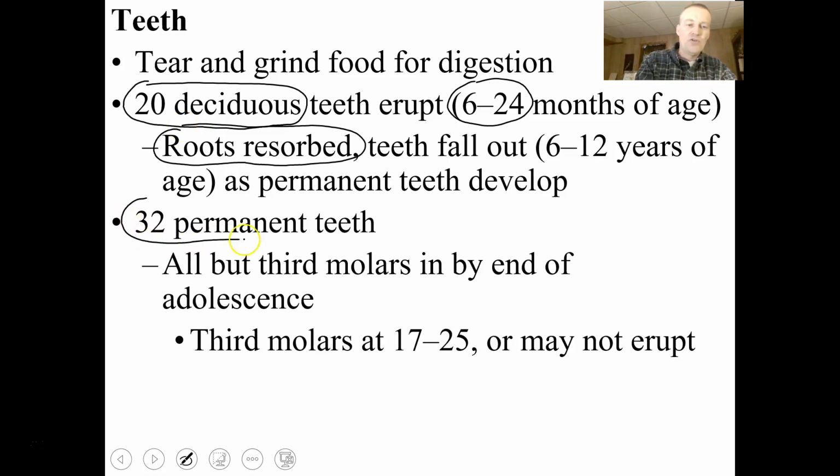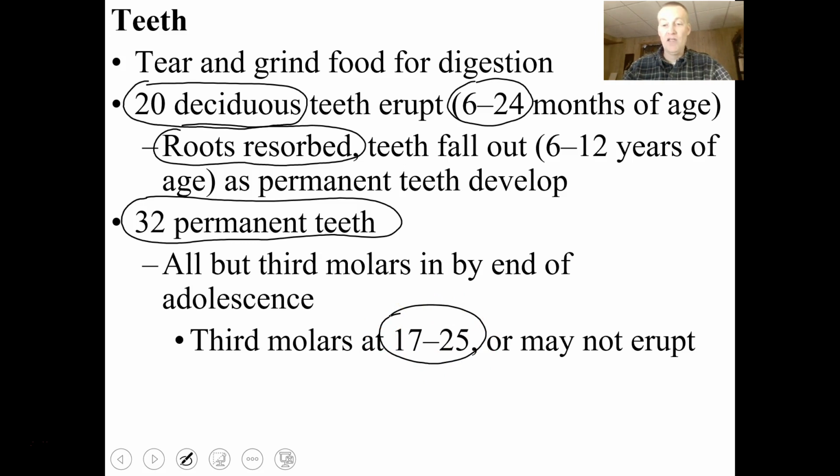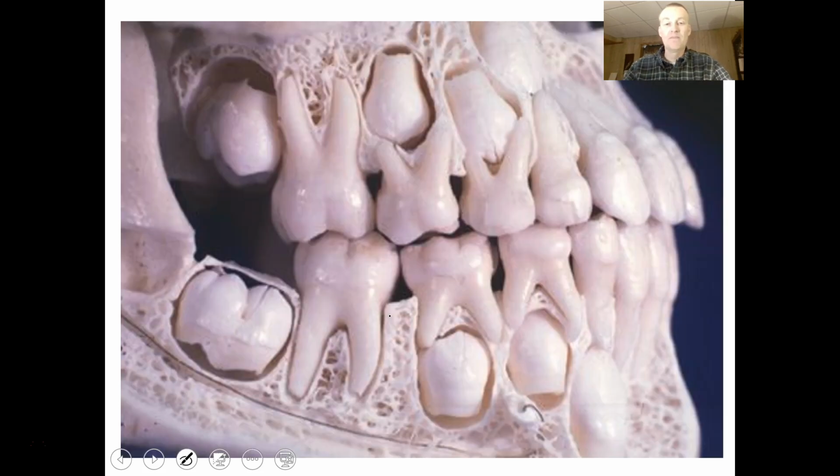So we have around 32 permanent teeth. Most of you don't have 32 permanent teeth because you had your wisdom teeth taken out, or will have your wisdom teeth taken out. All but the third molars are in by the end of adolescence, and then the third molars will come in around 17 to 25 years of age. Or they may not erupt at all. They may stay inside of your jaw forever. Or they may not develop at all.